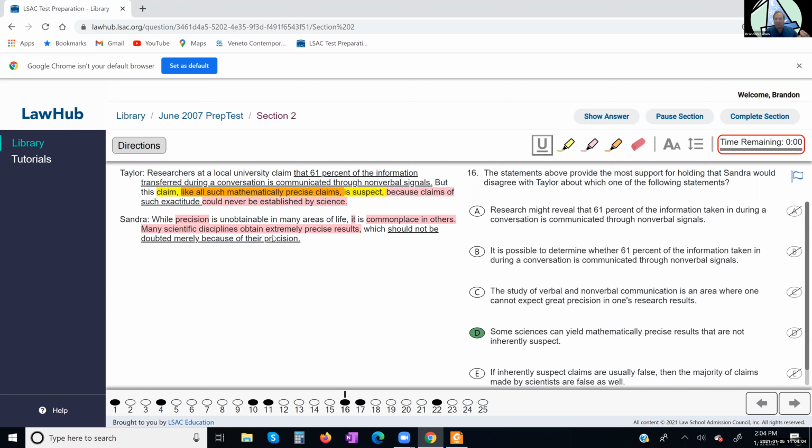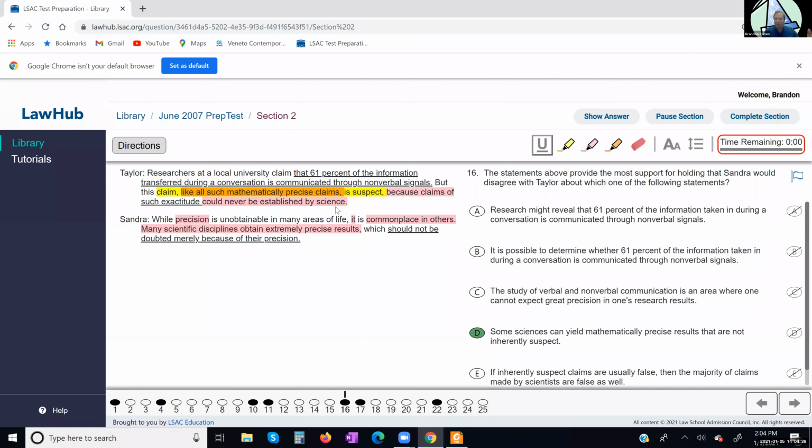Sandra's saying many scientific disciplines obtain extremely precise results. And just because we have that doesn't make it suspect, which is the assumption there. So that's why I was saying that underlying premise, that we can't reach some sort of precise claim, and that making it automatically a precise claim being suspect. So the correct answer here is that some sciences can yield mathematically precise results that are not inherently suspect. That is exactly the underline of Sandra, the opposite of what Taylor's saying.